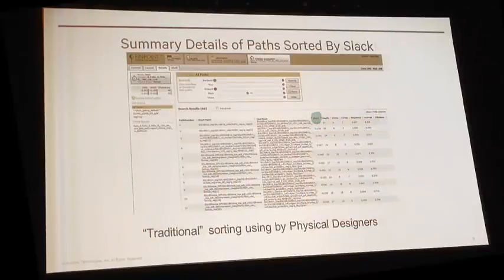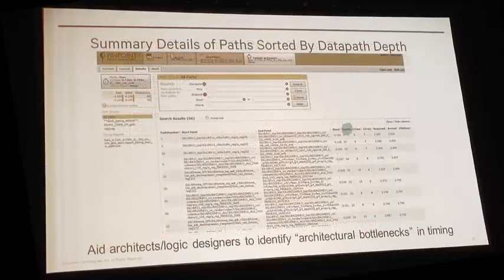So you can also see different views of the data depending on who you are and what you're looking for. This is a traditional sorting that's used by physical designers, where they want to sort by worst negative slack. So you can sort on the first column there. The second column, if you're an architect and you really want to say, where are my real problem paths? You don't care so much about the negative slack, but you want to care about paths that have high gate counts, because those are probably things that you may need to repartition the architecture more to solve.